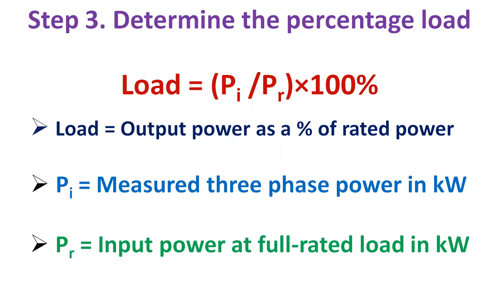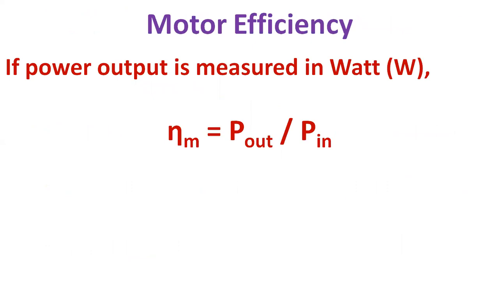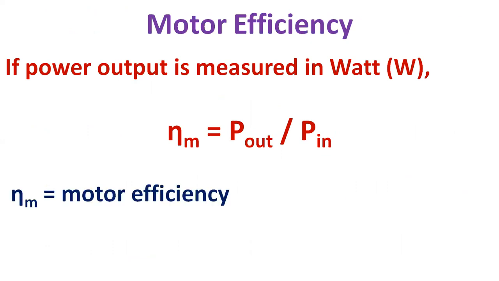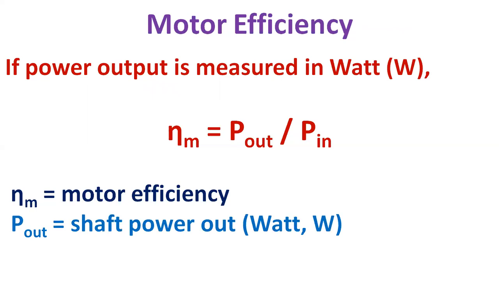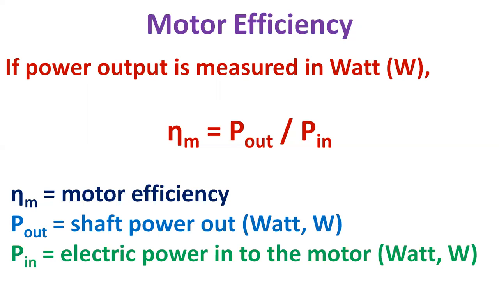So once we arrive at all these motor loading points, then we can go for calculating the motor efficiency and its losses. Electrical motor efficiency, when shaft output is measured in watts, is given by ηm = P out / P in. If power output is measured in watts, efficiency can be expressed as P out by P in, where ηm is the motor efficiency, P out is the shaft output power in watts, and P in is the electrical power given to the motor in watts again.